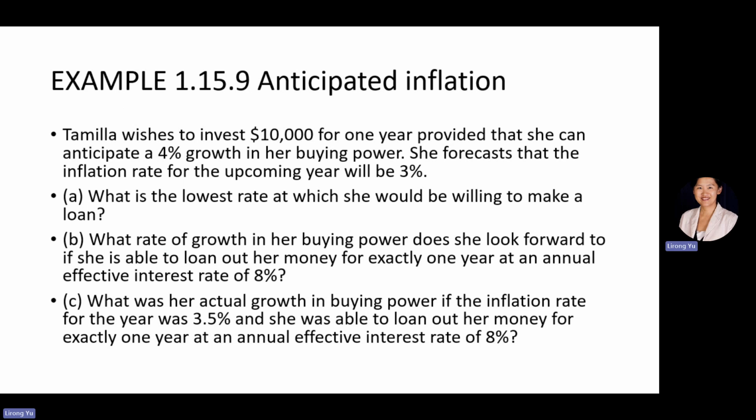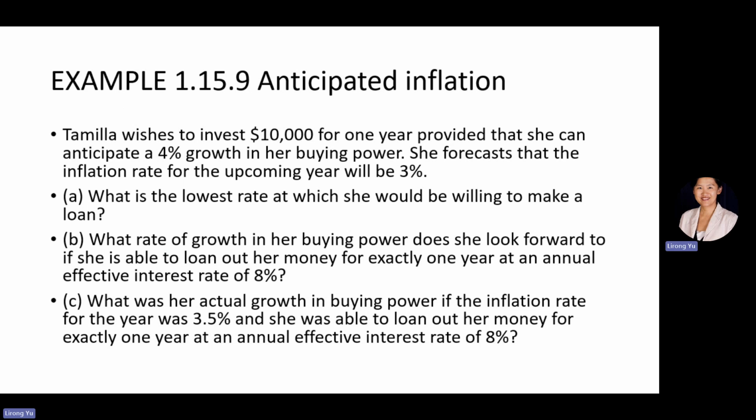So as we're reading the question, you have to label things according to the mathematical formula that allows your research to work out. She forecasts the inflation rate of the upcoming year to be 3%. So that will be the R prime. This will be the J prime. Okay. Question A: what is the lowest interest rate at which she would be willing to make a loan?